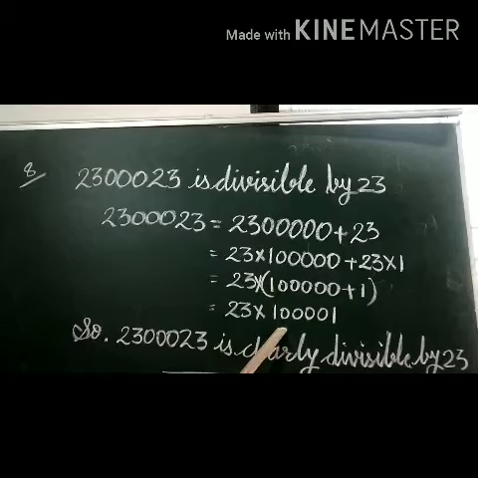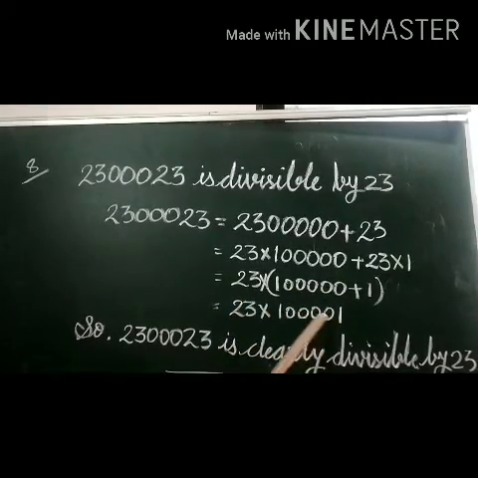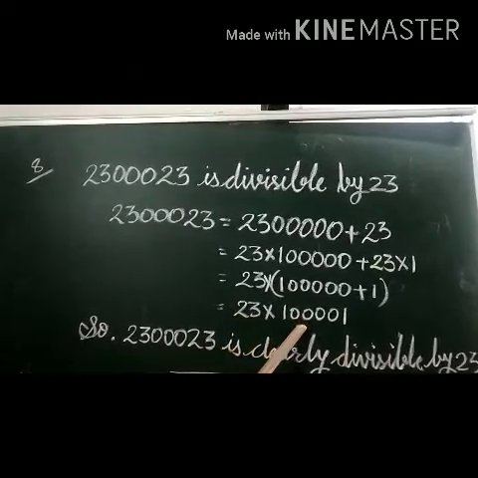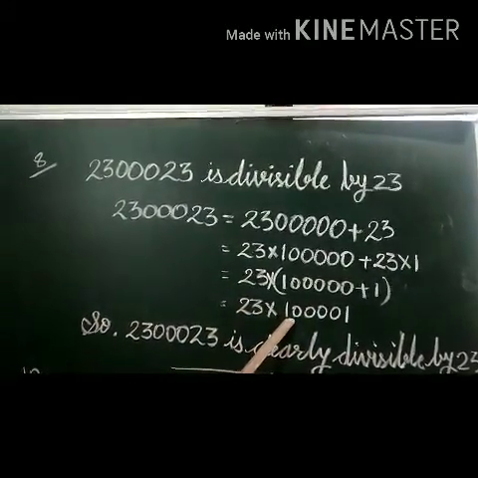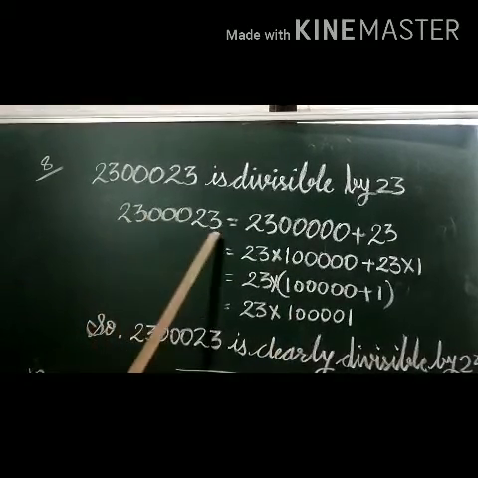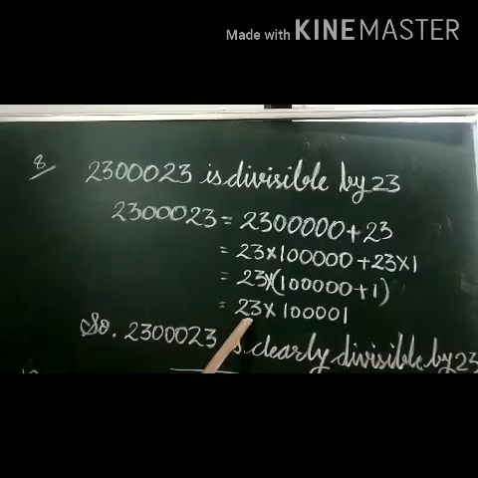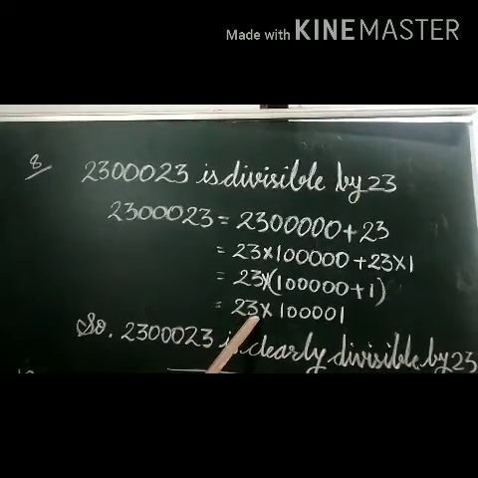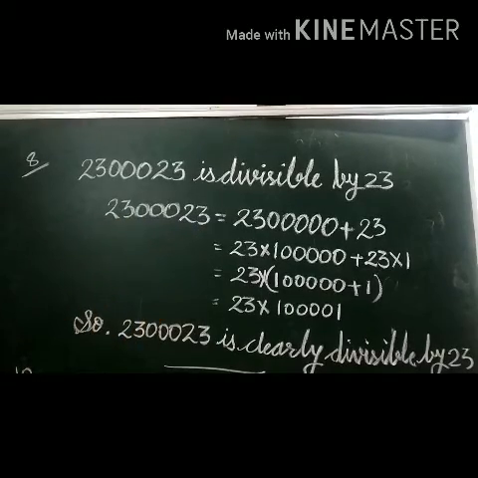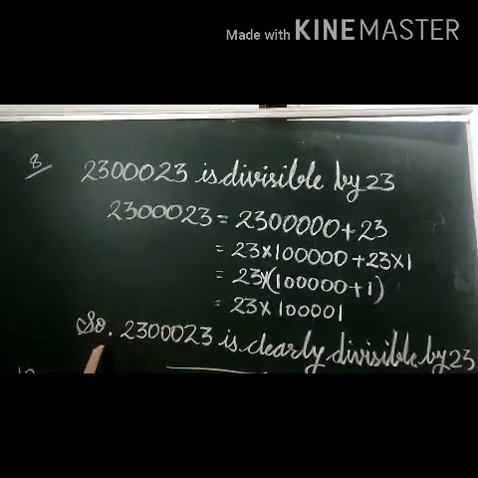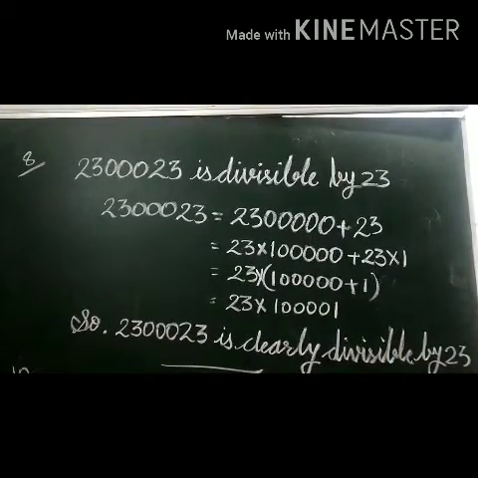Now in the next step we can write 23 multiplied by 1 lakh 1. This shows that both of these are factors of 23 lakh 23. So students, it is clear that 23 will completely divide 23 lakh 23. So our answer is yes, 23 lakh 23 is clearly divisible by 23.